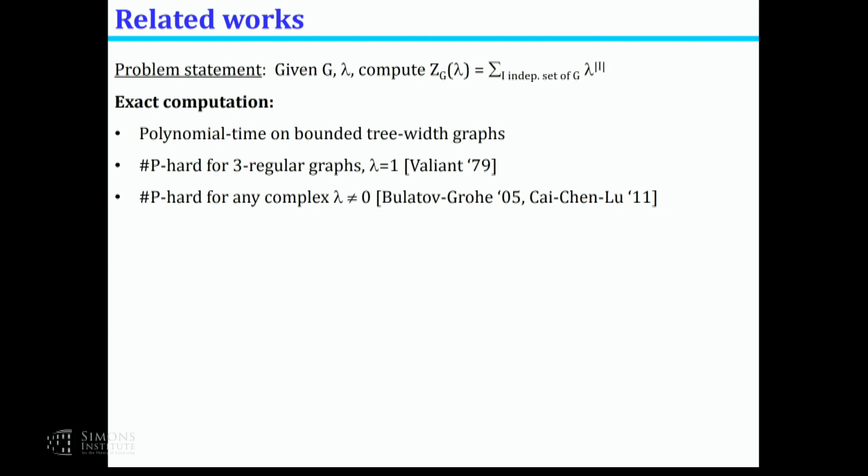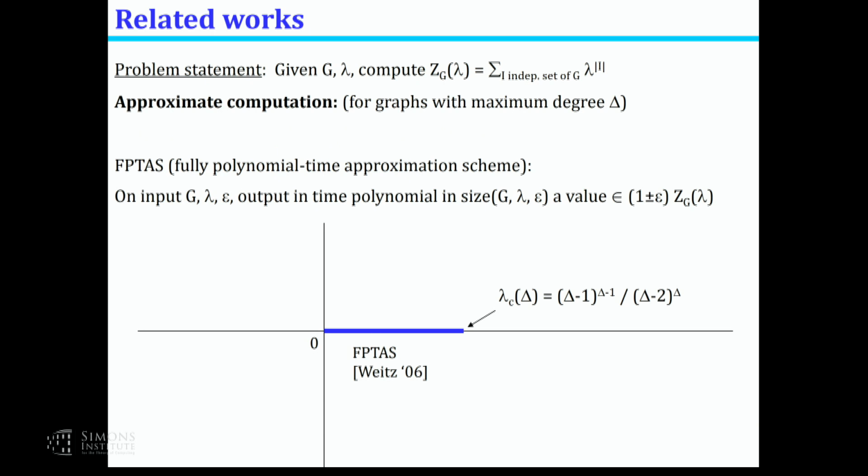No way. And then Bulatov, Grohe and Cai, Chen and Lu extended this #P-hardness result for any complex lambda, trying to get the full classification. So this is exact computation, when we want to compute the value of the independent set polynomial at lambda exactly. So we have hardness, seems unlikely. So let's move to approximation. So approximation, and we are going to restrict ourselves to graphs with bounded degree.